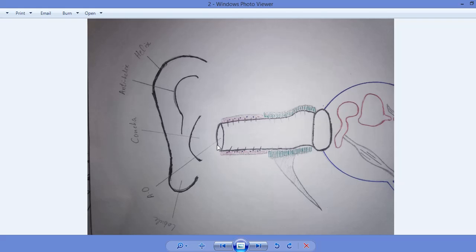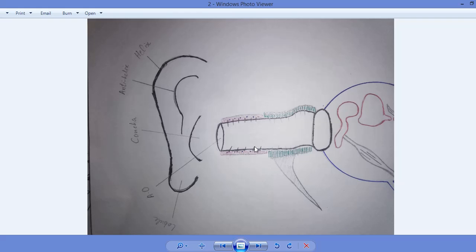There is another wonderful thing in the external acoustic meatus: the epithelial cells of the surface of this acoustic meatus grow from the internal surface to the external surface. This grows from the internal to the external surface.